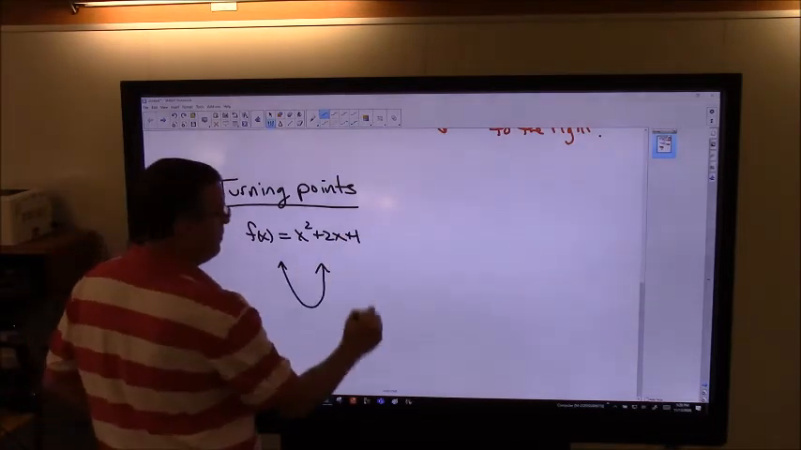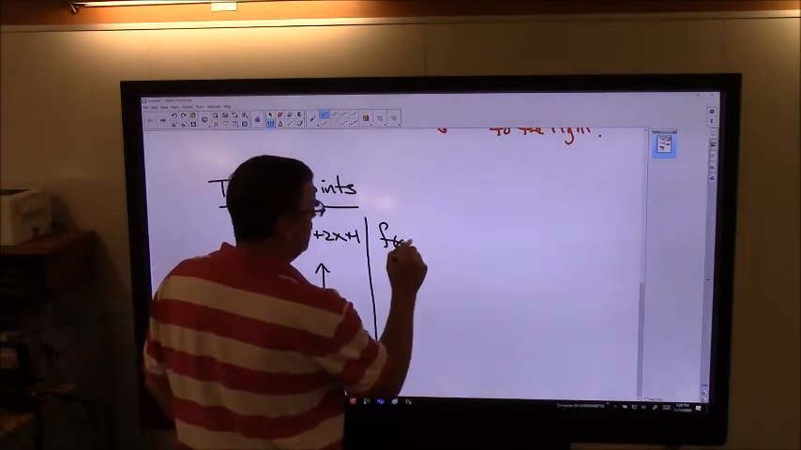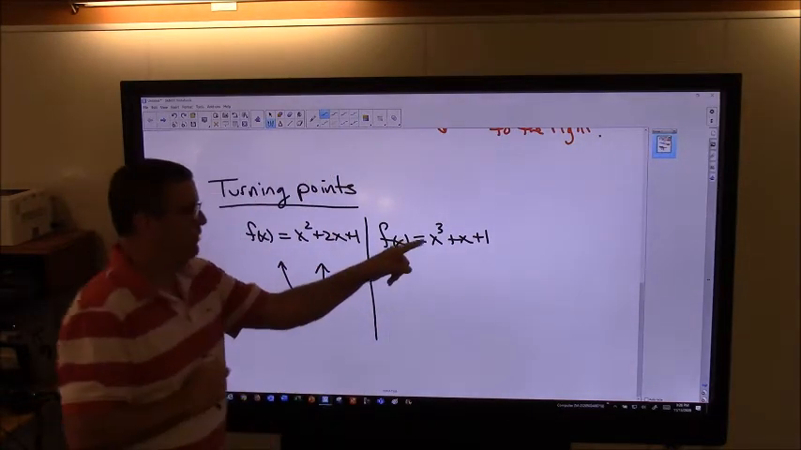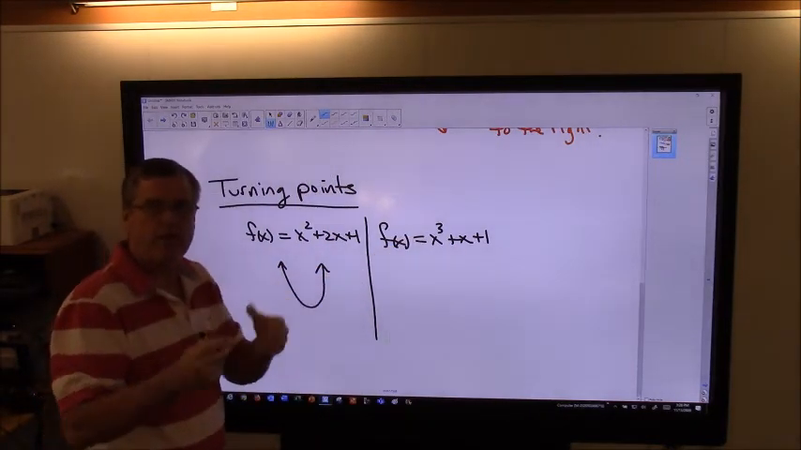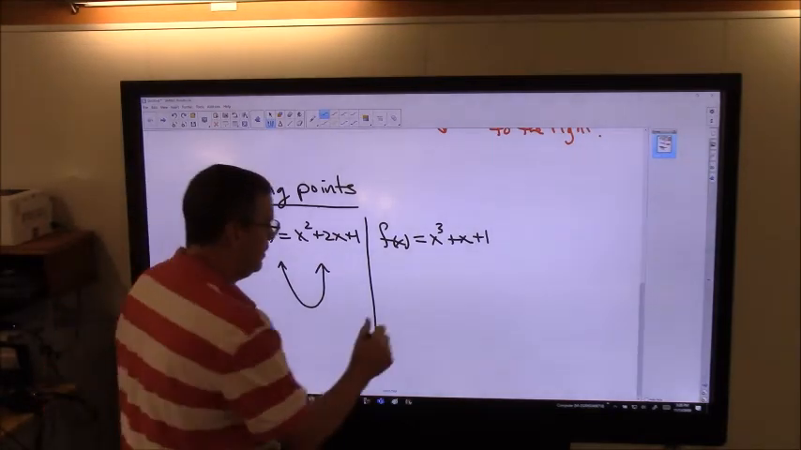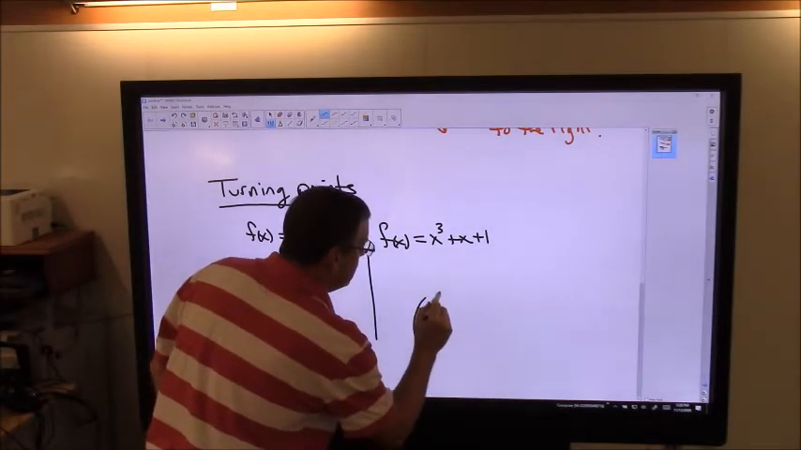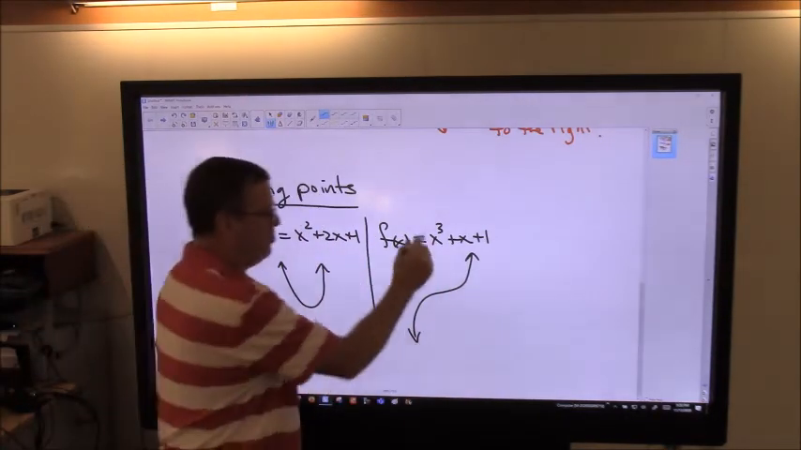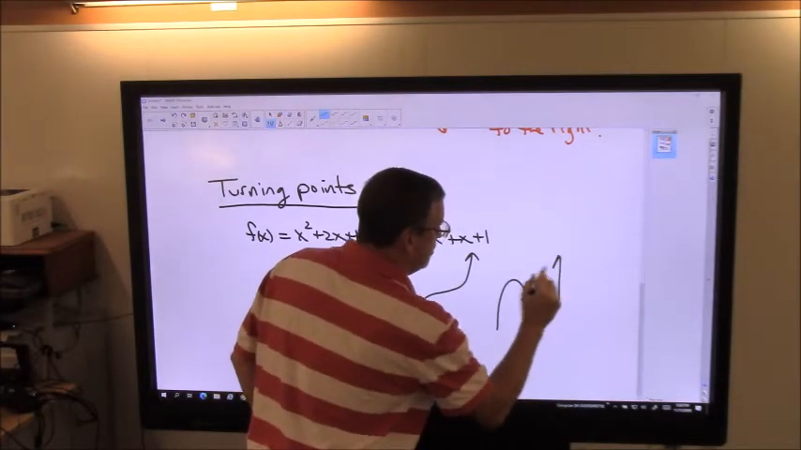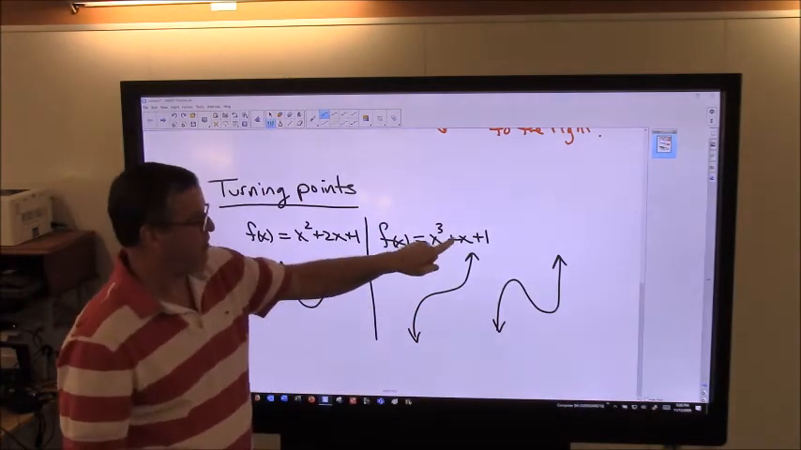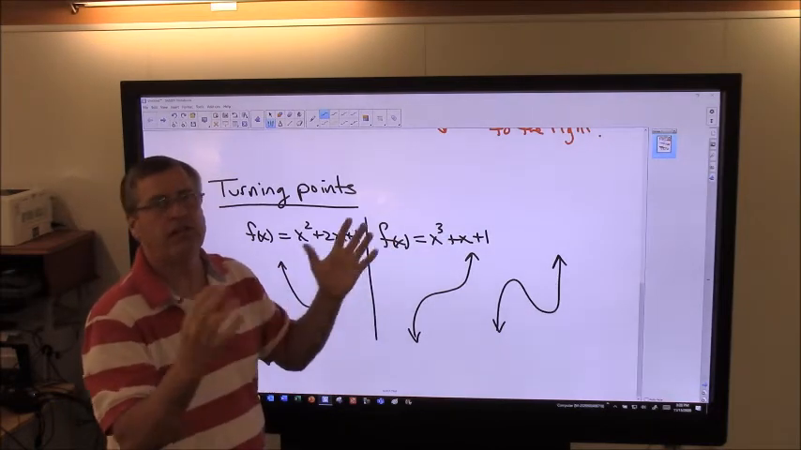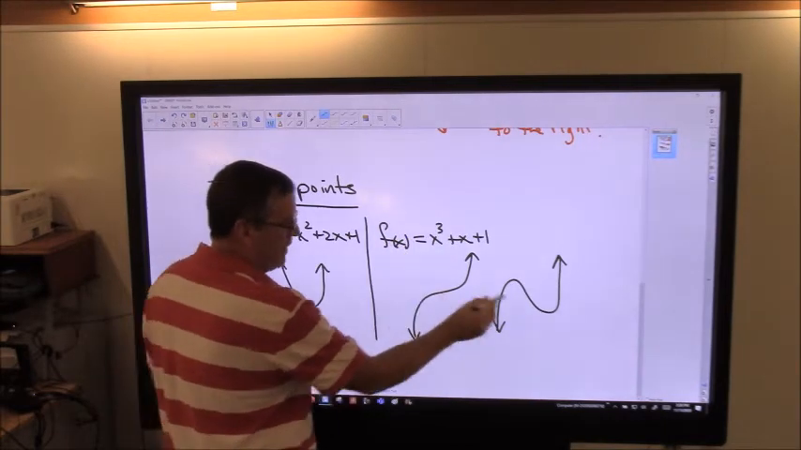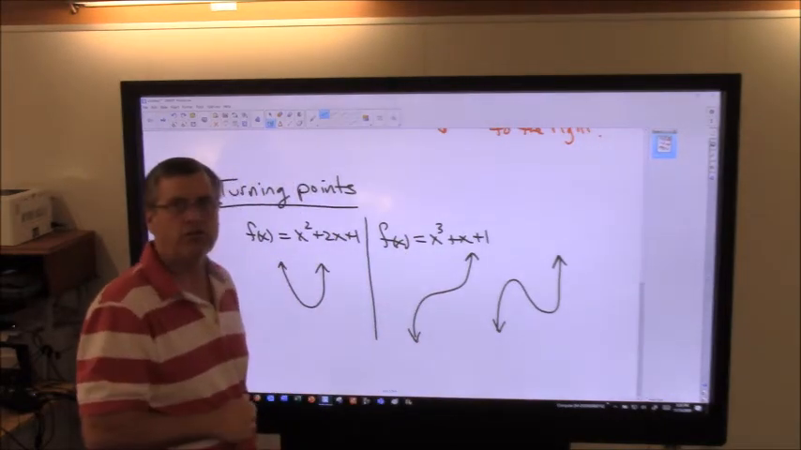Okay? What if I have something like f of x equals x cubed plus x plus 1? Well, we already know what a cubic function looks like. We graphed that in chapter 1 with our basic functions. It looks something like this. Or a cubic function could look like this. It just depends on all the different terms and whether they're positive or negative and how big their coefficients are. But both of these have two turning points.